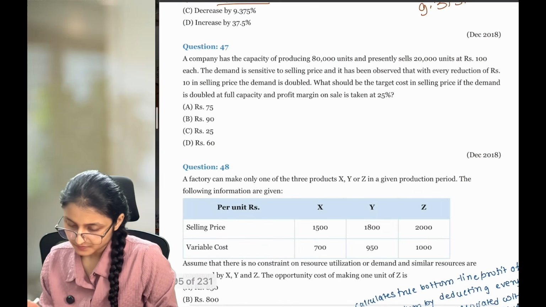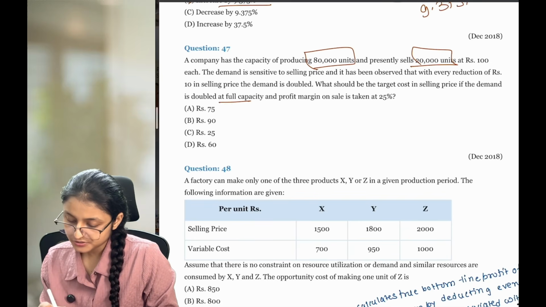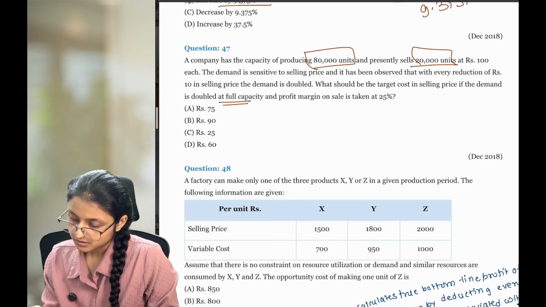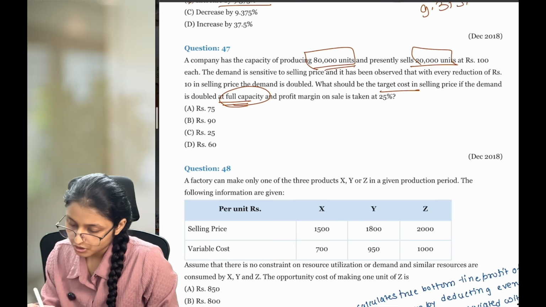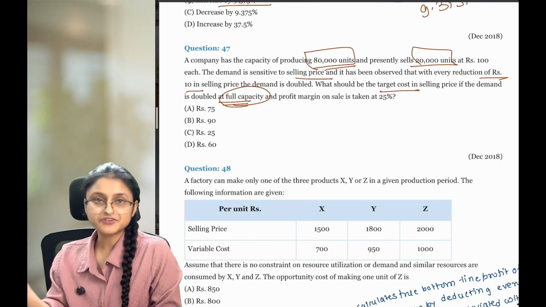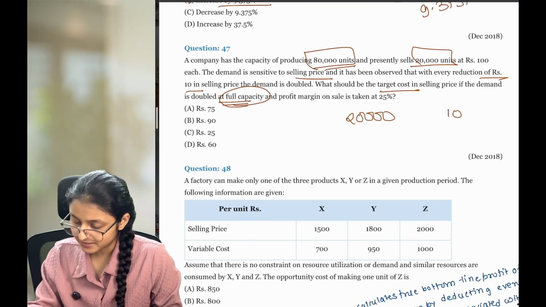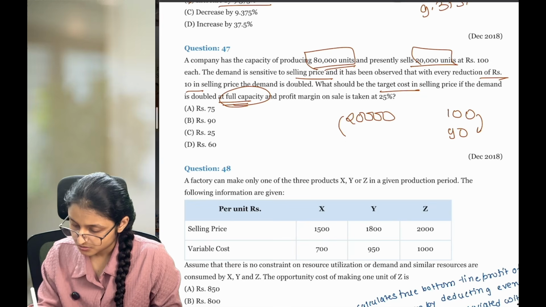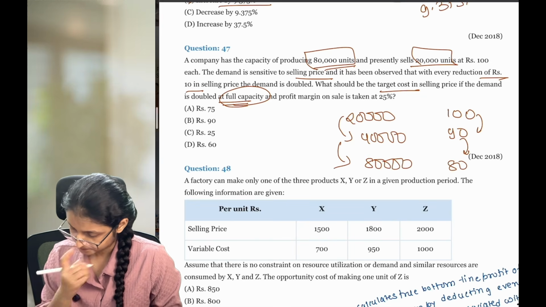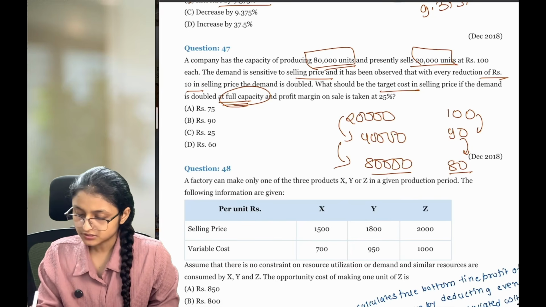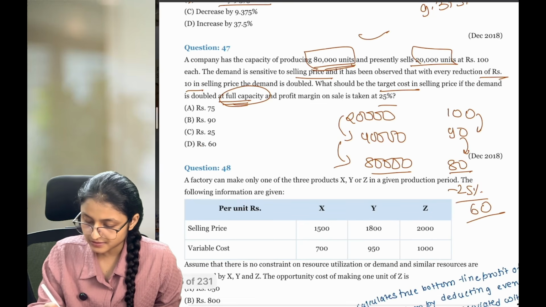Okay? Next. A company has the capacity of producing 80,000 units, but presently they are selling 20,000. You need to tell what the target cost is at full capacity. Your selling price will get reduced by 10 every time you double the units. This type of question we have already seen. As of now, we are selling 20,000 units at 100 per unit. Reduce the price by 10 to double the units, and again to double the units, reduce the price by 10. So this is the price we get for the full capacity of 80,000 units, minus 25% margin will give you 60 per unit as the target cost.